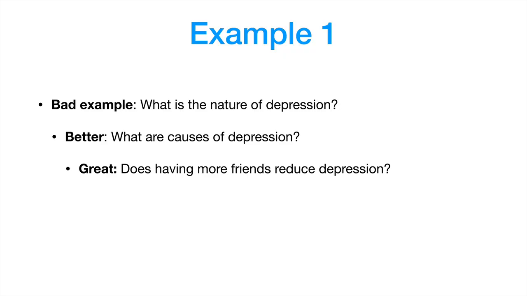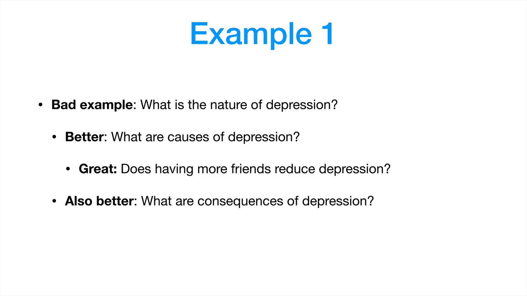Then another way to improve the original example, what is the nature of depression, could be, what are consequences of depression? And it's still not perfect because, again, consequences is a very general concept, and so nothing we could specifically measure. So a great example here would be, does depression impair intelligence? So now it's clear that it's about depression and about intelligence, and that we need to measure these two variables.